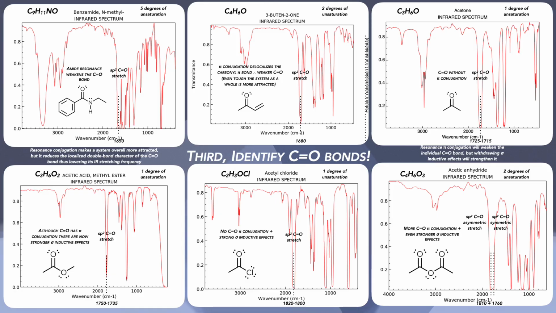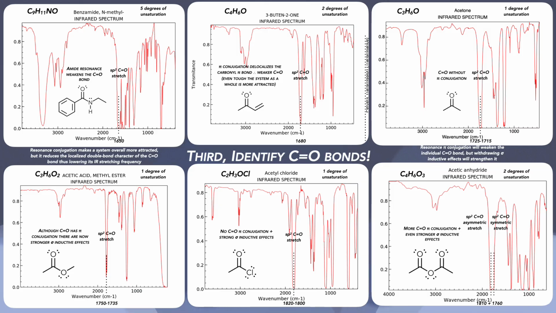Finally, we look for carbonyl groups. The C double bond O bond produces one of the strongest and most diagnostic signals in IR spectroscopy. Most carbonyl stretches appear between 1850 and 1650 wave number, but different carbonyl functional groups absorb at slightly different frequencies. The reason comes down to how electrons are distributed around the carbonyl. Amides at the top left appear low, around 1650, because nitrogen donates electrons by resonance, weakening the C double bond O bond.